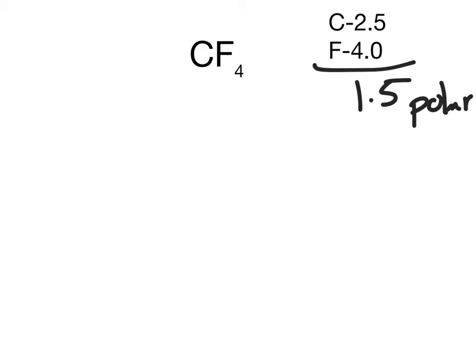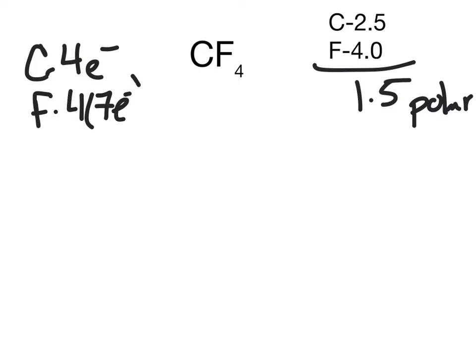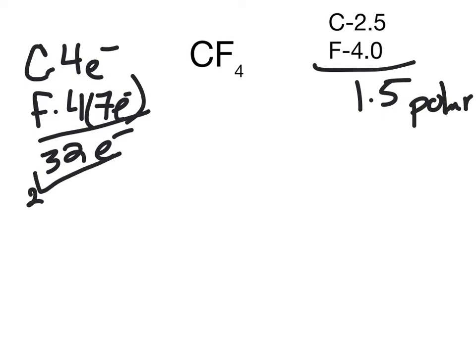So I still have to do my structure the same way I've done the structures before. I know that carbon has 4 valence electrons, and there are 4 fluorines, and each of them has 7 valence electrons. So that's going to give me a total of 32 electrons. Now, remember, I don't really care about electrons as much as I care about their pairs. So I'm going to divide that by 2, and I'm going to get 16 pairs.